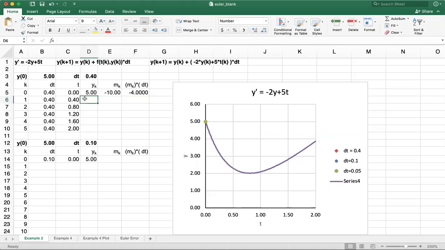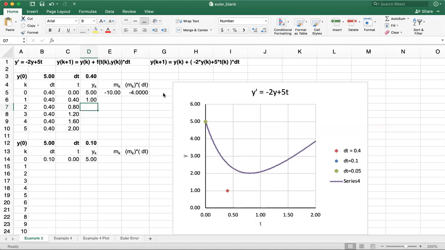The very last step is that I have to take y of k, and then I have to add to it slope times delta t. So I'm going to say that this is equal to y, the previous y value, plus slope times delta t. Notice again, I'm clicking on the y, which is just above, to give me the cell D5, and then I'm clicking on the slope that's associated with that step. That's in cell F5. So that will give me my next y value. Okay, so I'm going to take 5, subtract 4, and that's going to give me 1.